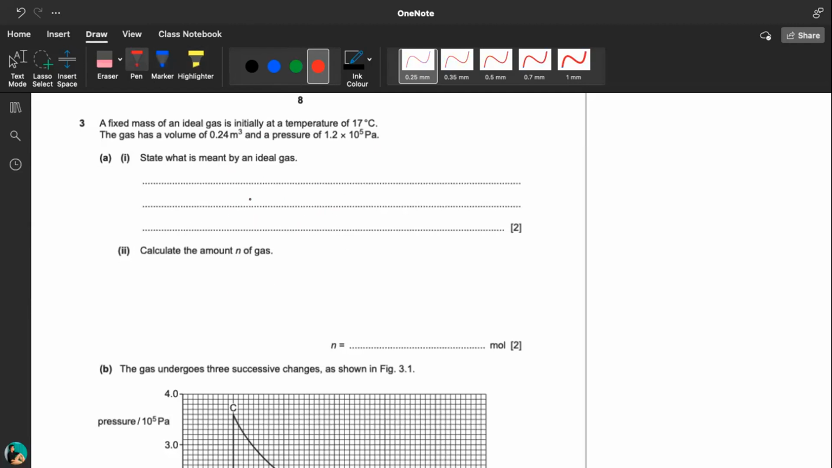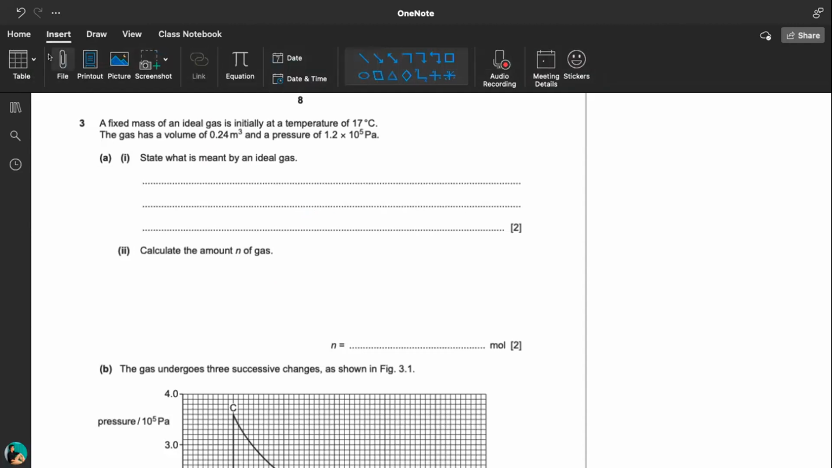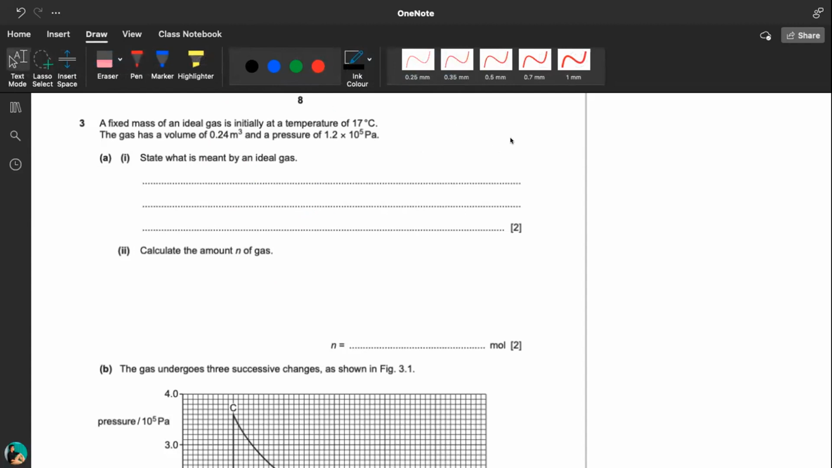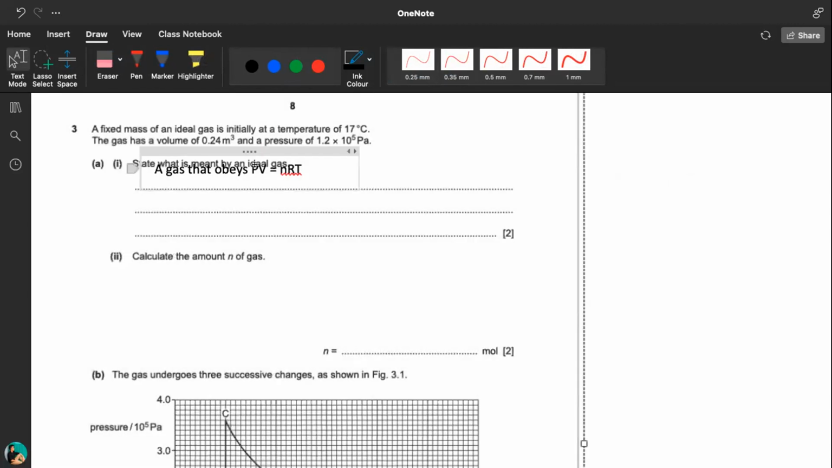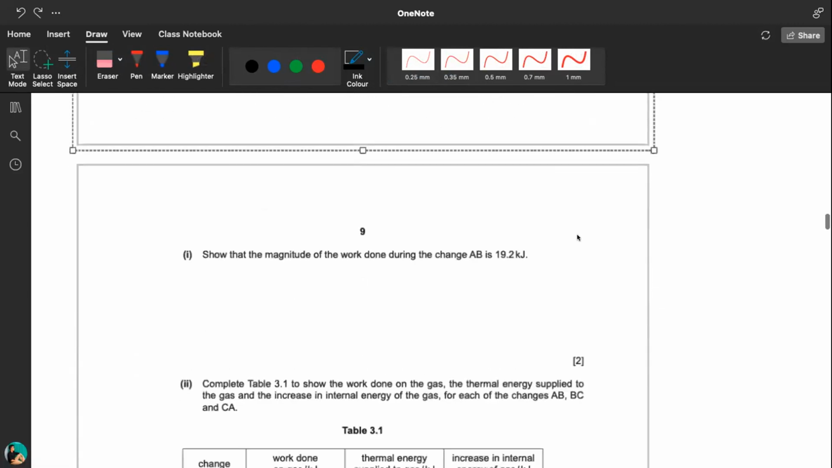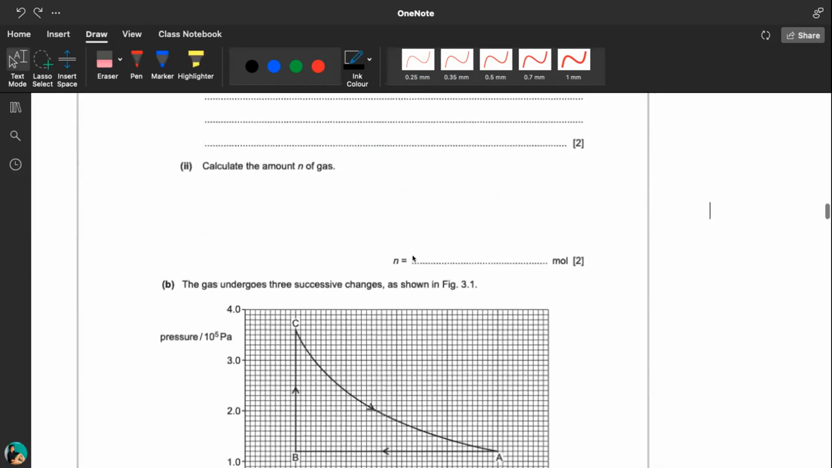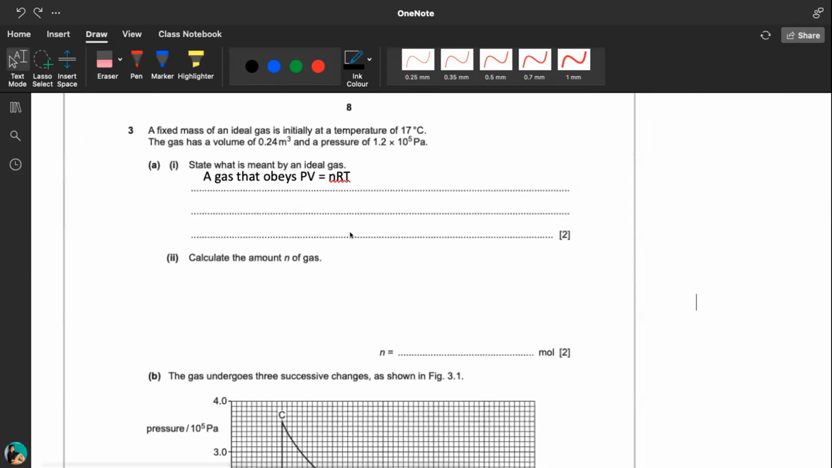Okay, state what is meant by ideal gas. A gas that obeys PV equals nRT. Yeah, that's it. Following the answer scheme, a gas that obeys PV equals nRT. All right, number 2, calculate the amount of mole of the gas.